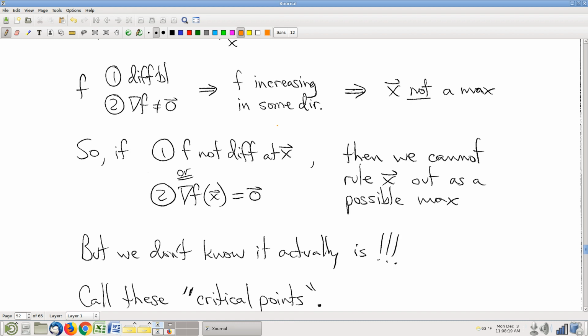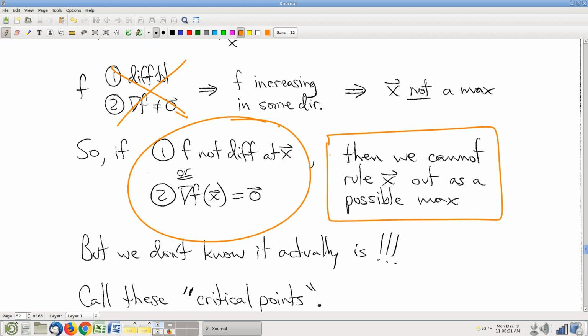When this fails, the function fails to be differentiable, or the gradient fails to be non-zero. In other words, when the gradient is equal to zero, that doesn't mean really much at all. All it means is my process failed. It's really more of a commentary on us than it is on the function. Right? It means that our simple-minded process just didn't tell us anything.